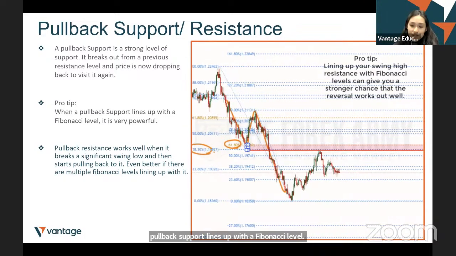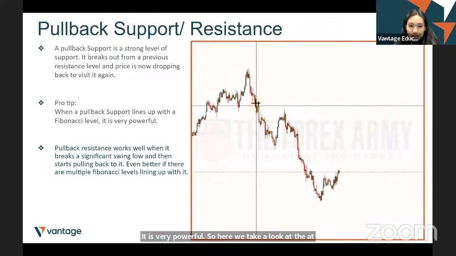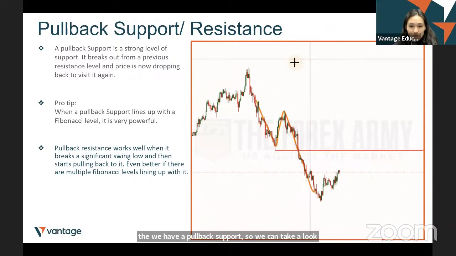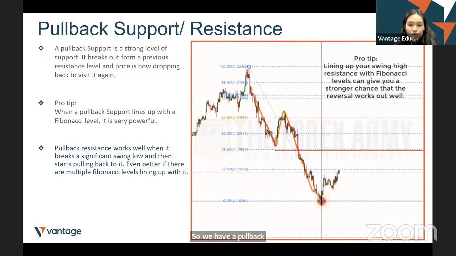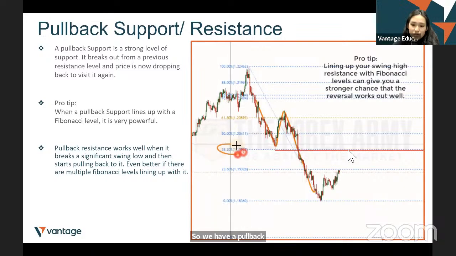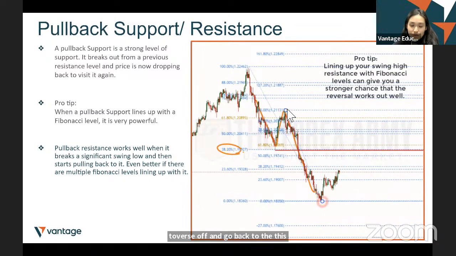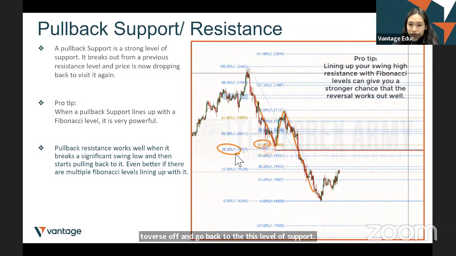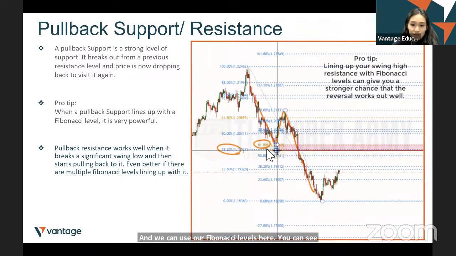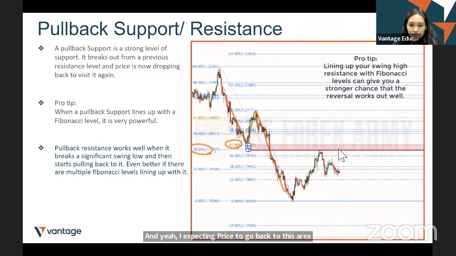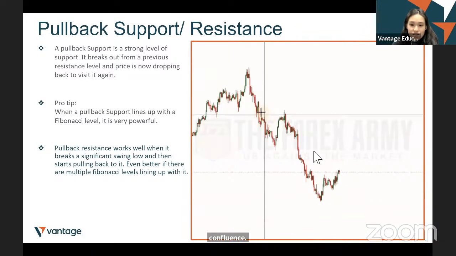So here, if we take a look at the GIF, we have a pullback support. Here we can take a look at the shape first. Here we have a pullback support, and we are expecting price to reverse and go back to this level of support. And when making use of Fibonacci levels, here you can see there's a 38.2% as well as 61.8%. And we are expecting price to go back to this area of confluence. And you can see it bounced off nicely off of that area.